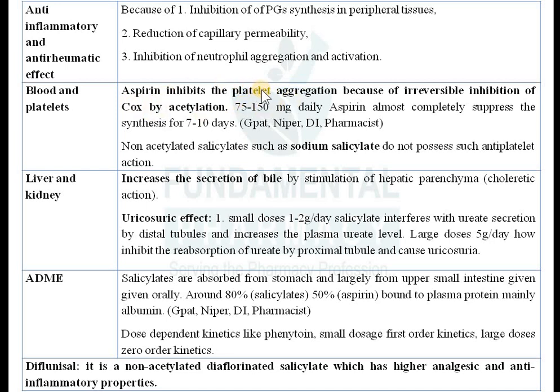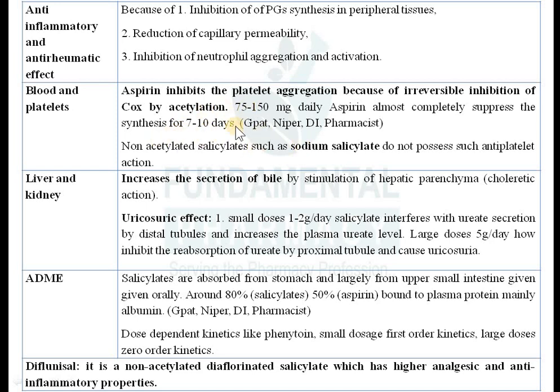Aspirin inhibits platelet aggregation by irreversibly binding with the COX present in the platelets, and it will cause acetylation of the cyclooxygenase enzyme. So a daily lower dose of aspirin, that is a 75 to 150 milligram daily dose, will completely suppress the synthesis of prostaglandin in the platelet for 7 to 10 days.